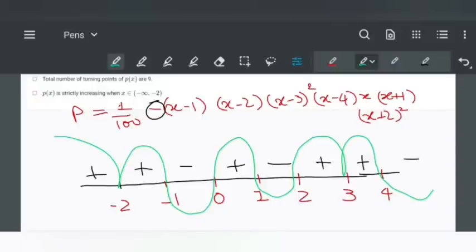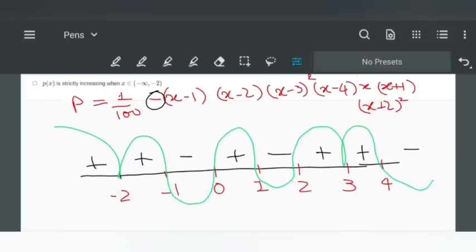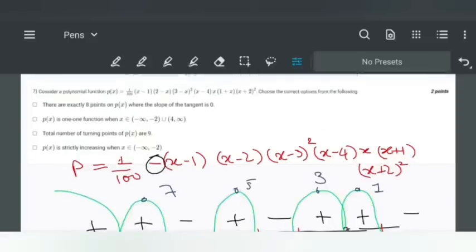Okay, so what is asked in the question? There are exactly 8 points on p(x) where the slope of the tangent is 0. So the slope of the tangent is 0 at 1st, 2nd, 3rd, 4th, 5th, 6th, 7th, and 8th. Yes, there are 8 points where the slope of the tangent is 0. Hence the first option is correct.